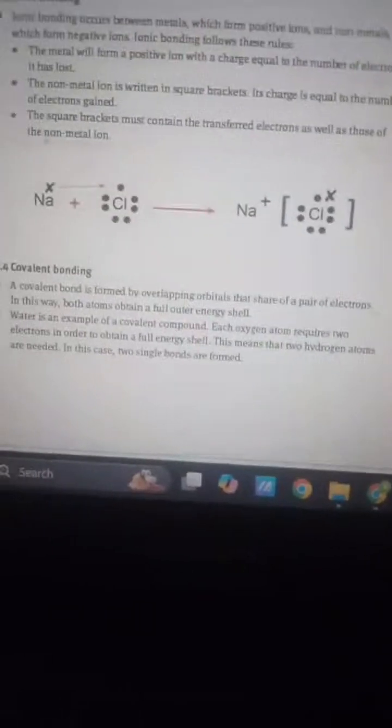Ionic bonding follows the following rules. The metal will form a positive ion with a charge equal to the number of electrons it has lost. The non-metal ion is written in square brackets. Its charge is equal to the number of electrons gained. Right? So before it gains or loses any electrons, it doesn't have a charge, and then depending on the group it's from, if it gains or loses electrons, then that is the charge.